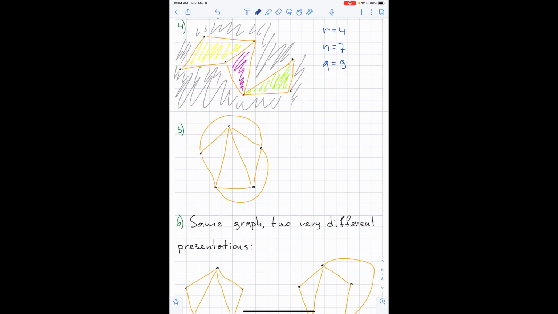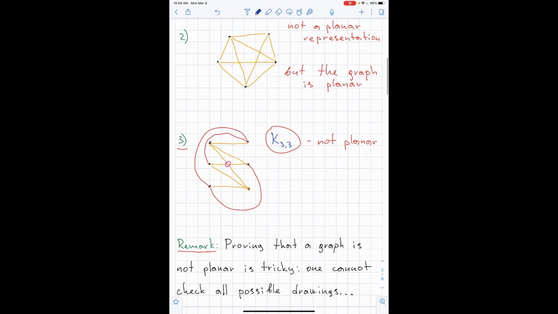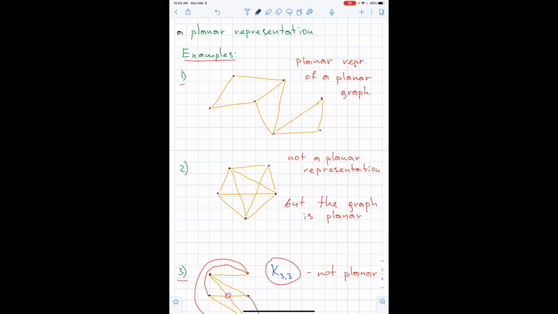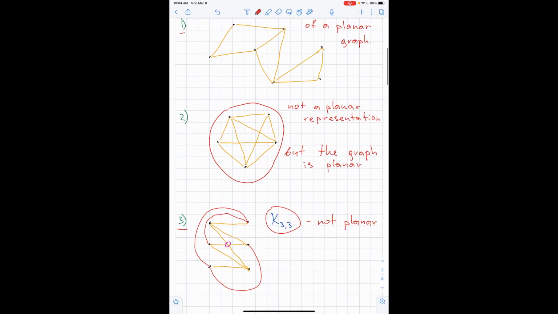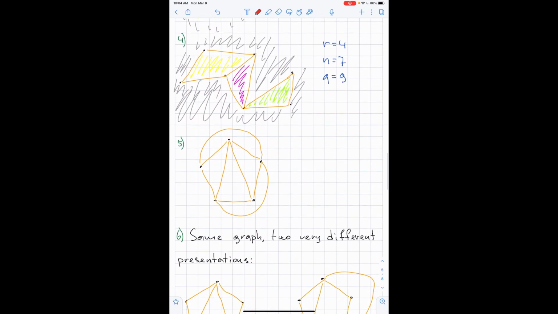Okay, one more example here. So this is the graph we considered in the second example over here, but instead of having it with this self-intersection, I've drawn it so that we have a planar representation. So two of the diagonals go around here to avoid self-intersections. So let's consider the regions.